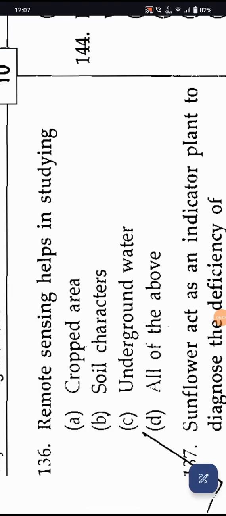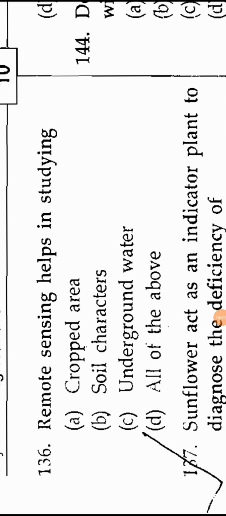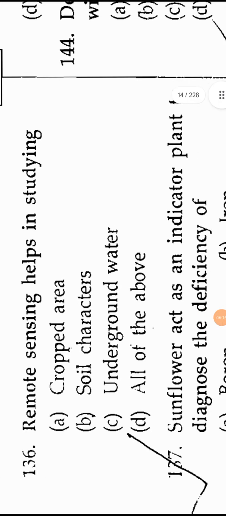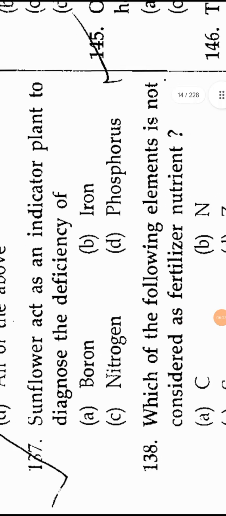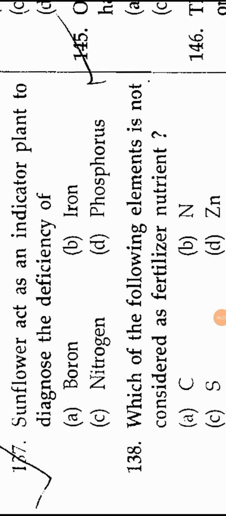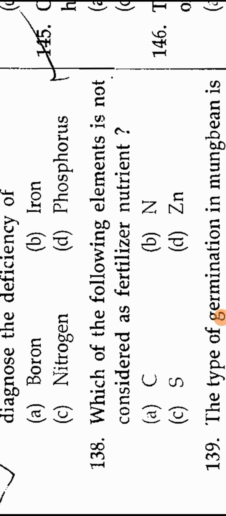Remote sensing helps in studying all of the above, that is cropped area, soil characters, and underground water. Sunflower acts as an indicator plant to diagnose the deficiency of boron. Which of the following elements is not considered as a fertilizer nutrient? It's carbon.